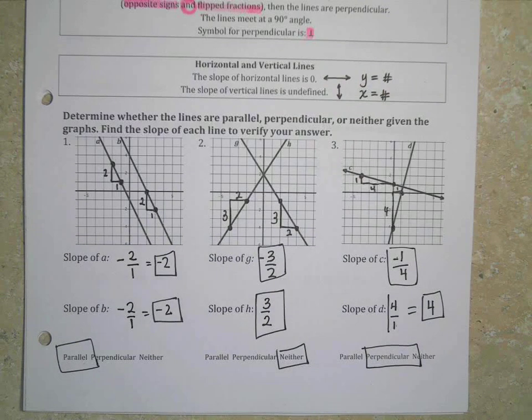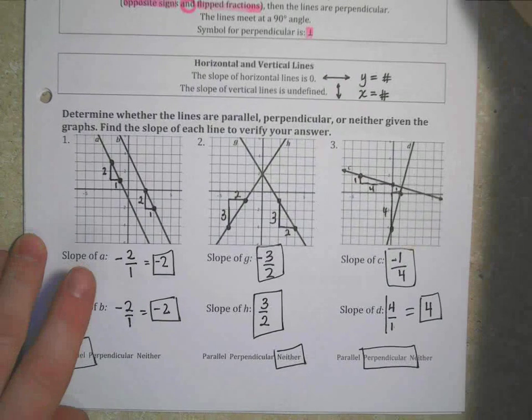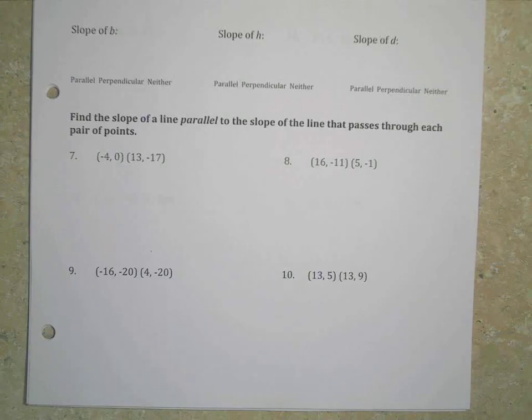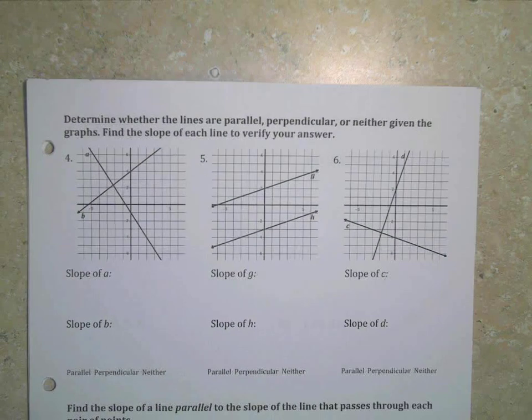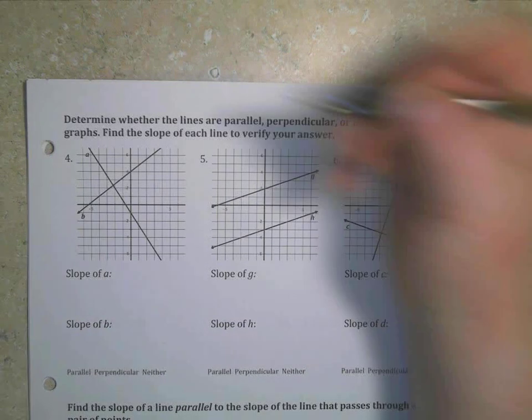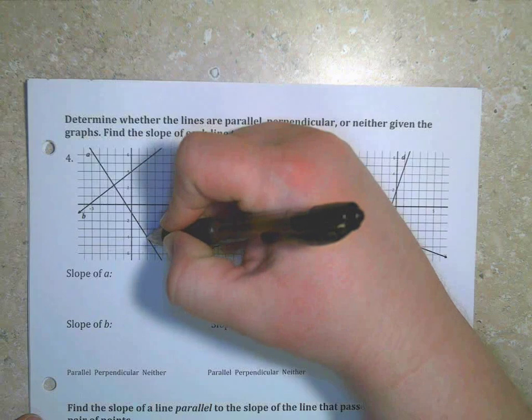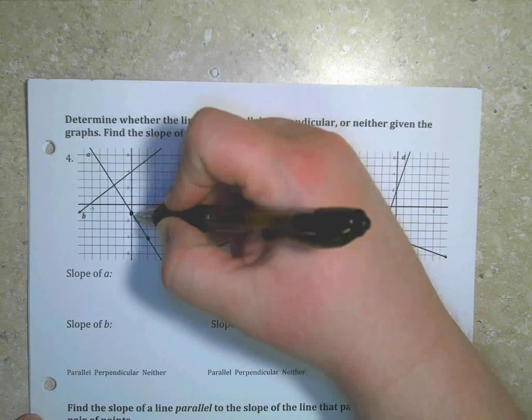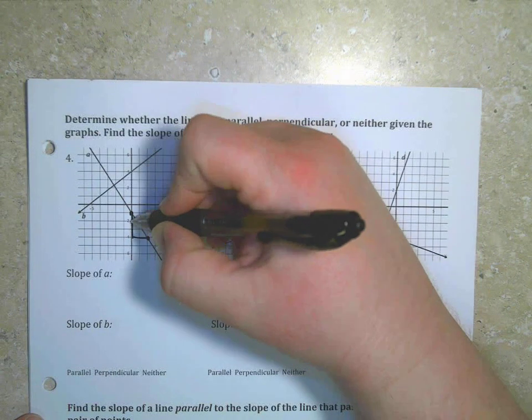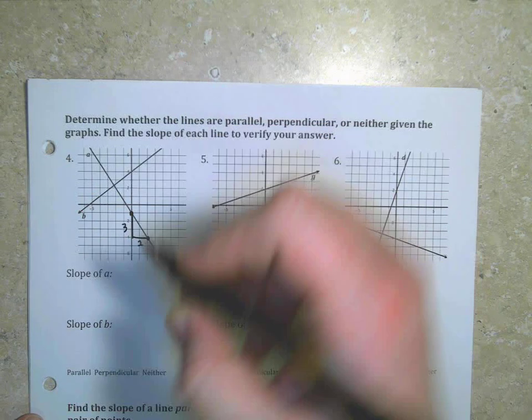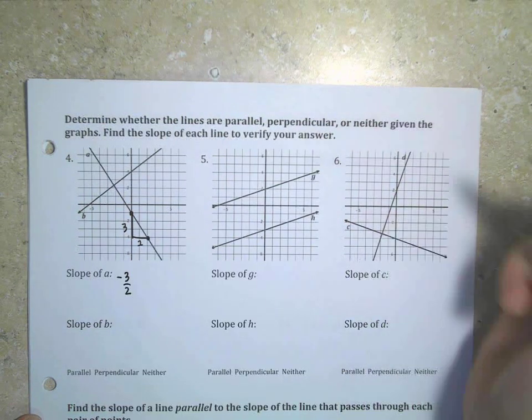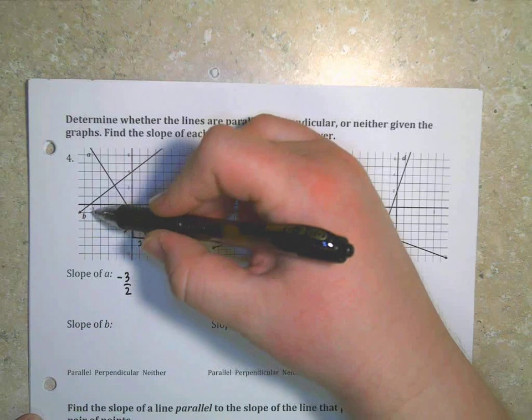All right, let's turn to the next page. So some more practice. It says determine whether the lines are parallel, perpendicular, or neither given the graphs. You have to find the slope of each line to verify the answer. So we look for some pretty points. There's one, there's one. So on A, it looks like we went down 3, right 2, so the slope is -3/2.